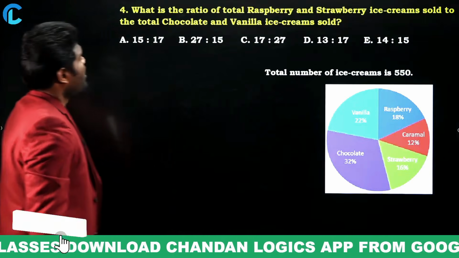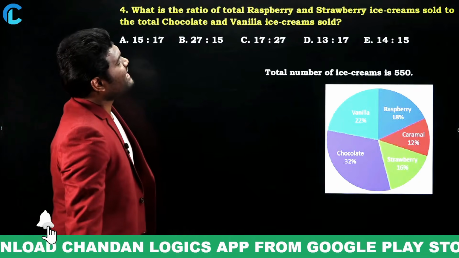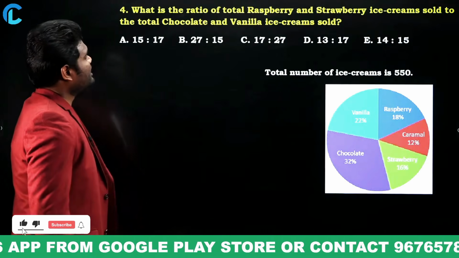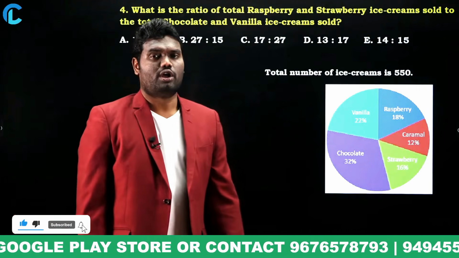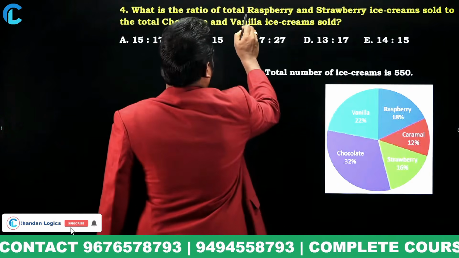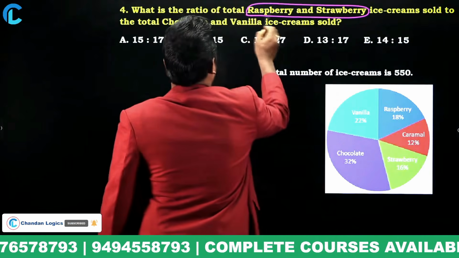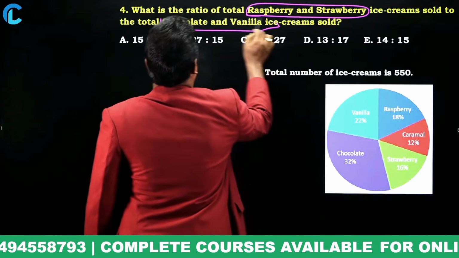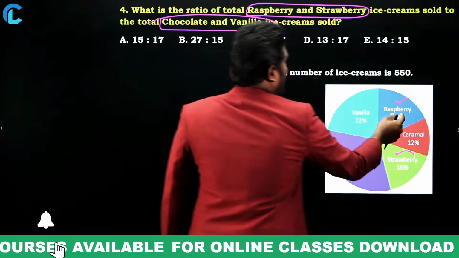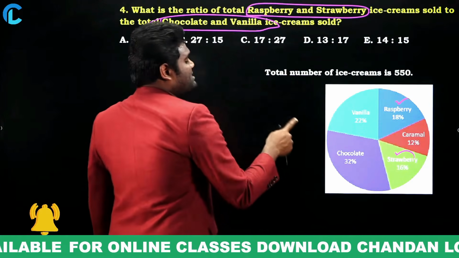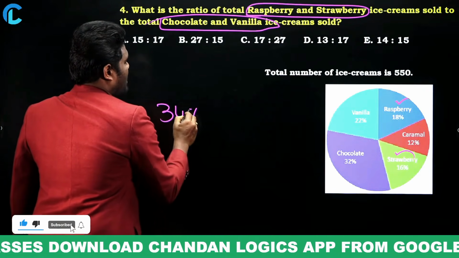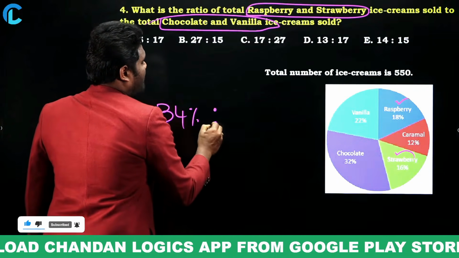Just look at this question. What is the ratio of total raspberry and strawberry ice cream sold to the total chocolate and vanilla ice cream sold? So I need to find the ratio for raspberry and strawberry combined and chocolate and vanilla combined. Now look here. Raspberry, strawberry combined together, 18% plus 16%, both of them combined together. How much? 34%.